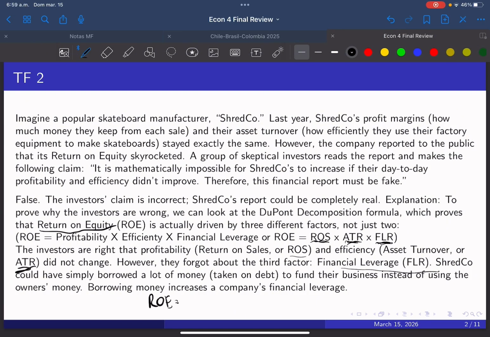Because return on equity is equal to ROS times ATR times FLR. And so these aren't moving. But if the financial leverage increases, then that's going to increase the ROE, even though these are staying the same. And so that's the idea of this question. So this is just making sure that you remember all these different decompositions and ratios that we went over in the second half of this class. Okay.